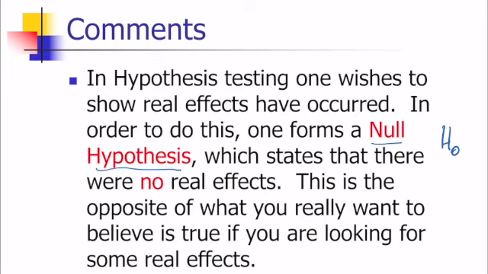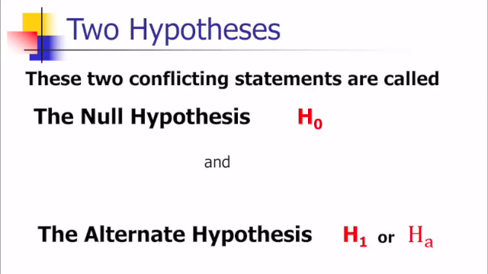So our null hypothesis for Jill would be that she's not a mind reader. That would mean the probability of her getting a selection right would be 1 out of 5, so 0.2, okay? This is the opposite of what you really want to believe is true when we're looking for real effects. We really wanted to prove Jill was a mind reader. So we've got two hypotheses: our null hypothesis and our alternate hypothesis, labeled H sub 1 or HA. This is the notation I typically use.